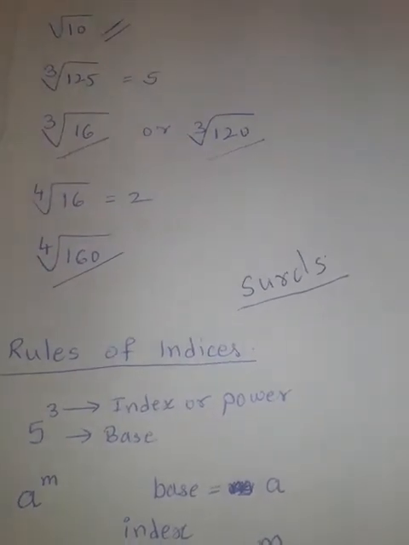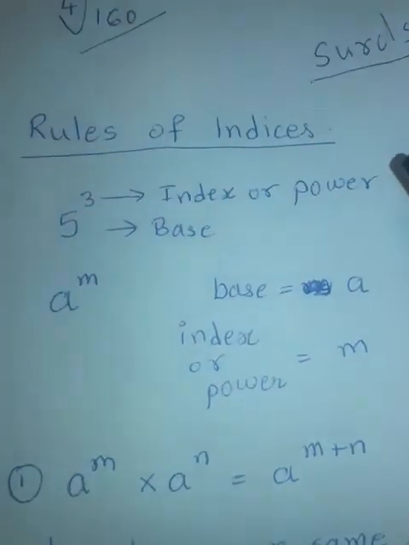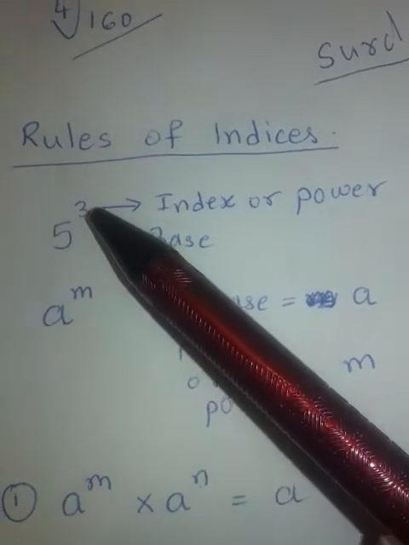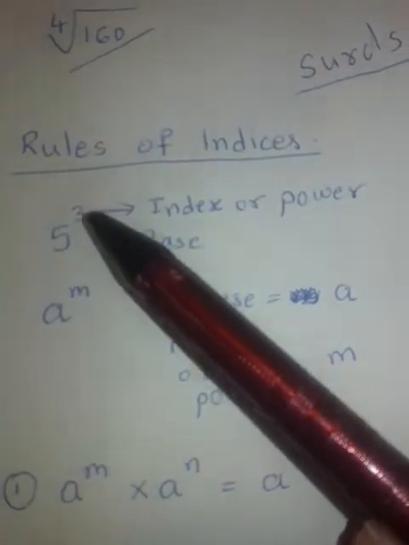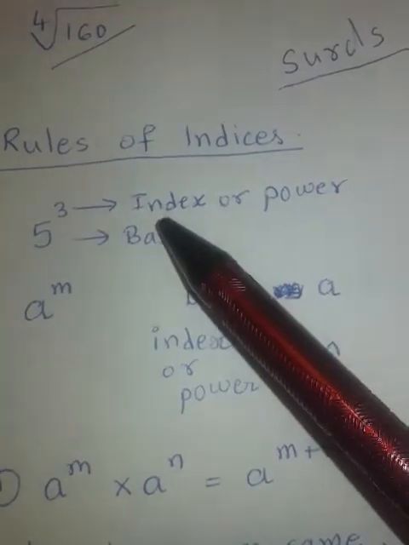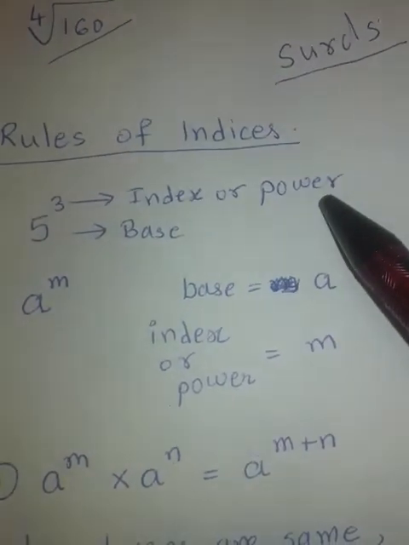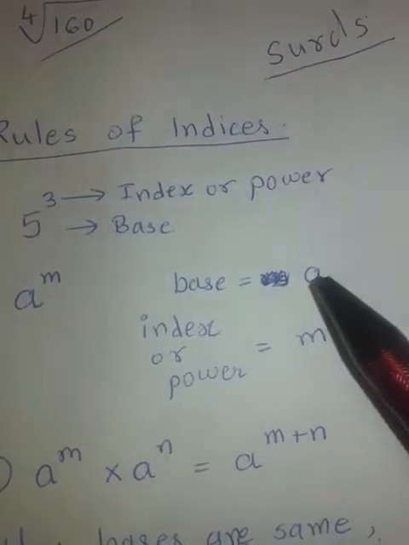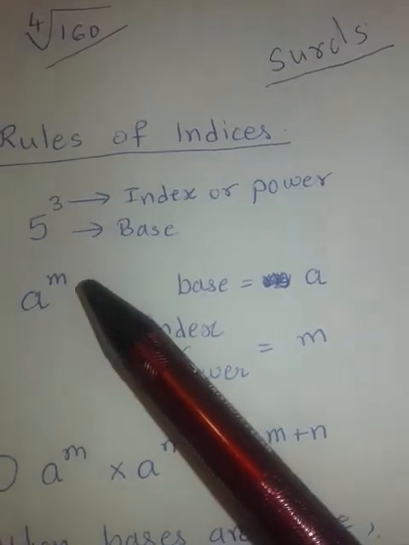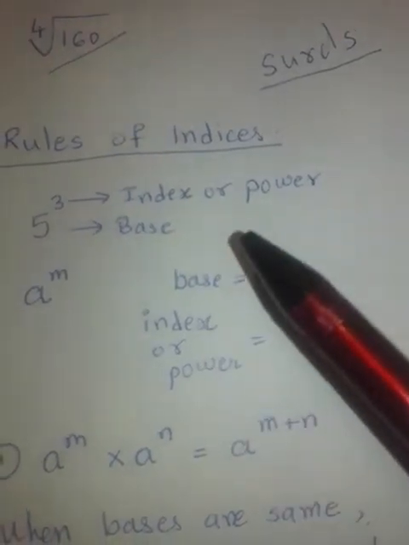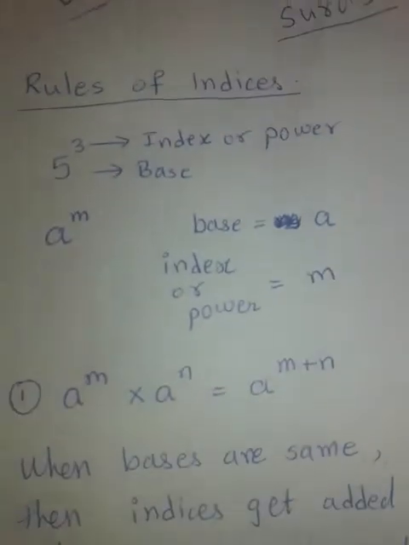So let's see that. First let's see these basic terms. When I say 5 raised to 3, here 5 is known as the base and 3 is known as the index or power. So a raised to m means the base is a and m is known as the index or power. Remember this nomenclature, it is very important.